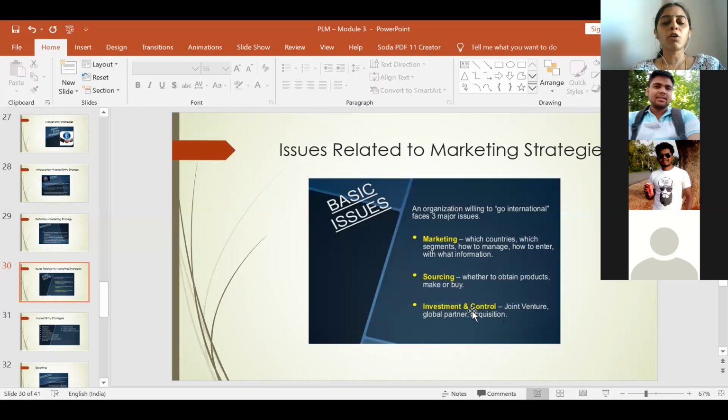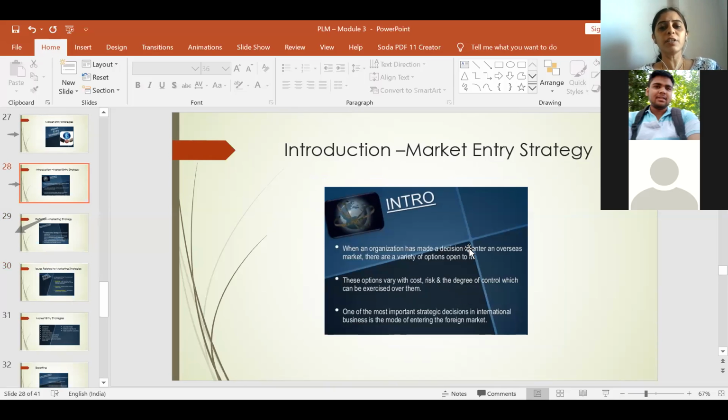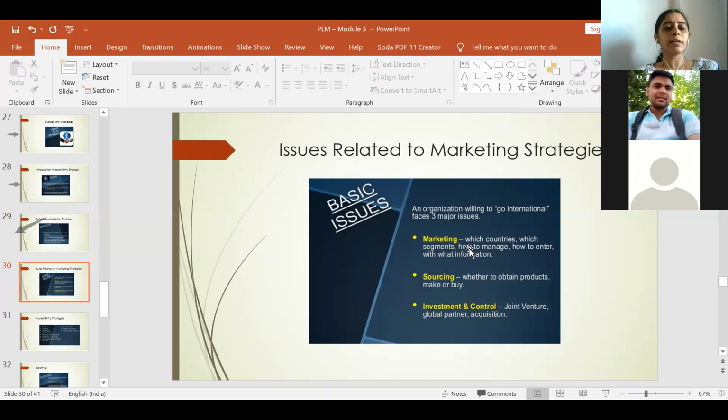This acquisition also helps in controlling the investment aspects of the company, either individually, through a venture, or through global partners. Usually in these three sectors, issues arise commonly when they opt for another country as the market. So this is for overseas marketing. Now we have understood what marketing strategy means and also the basic issues which come across related to marketing strategies.